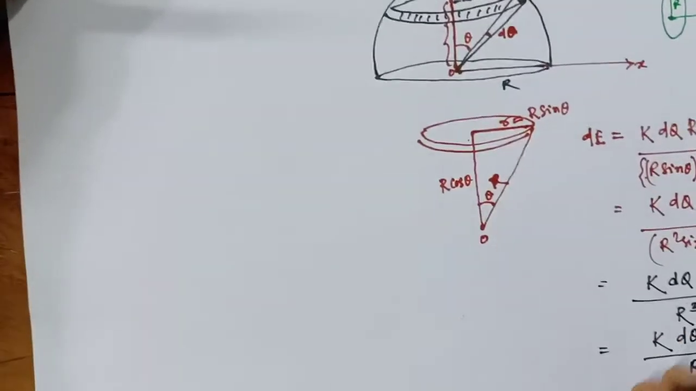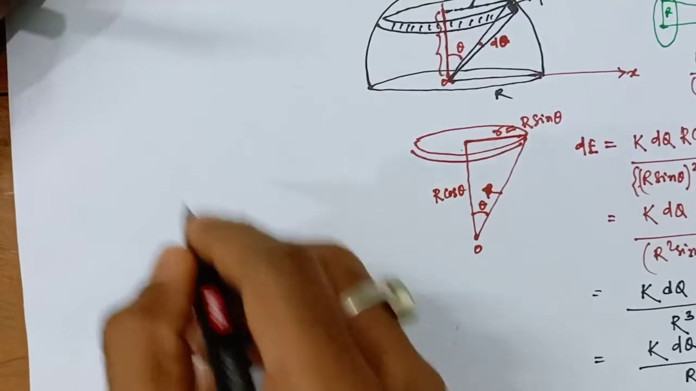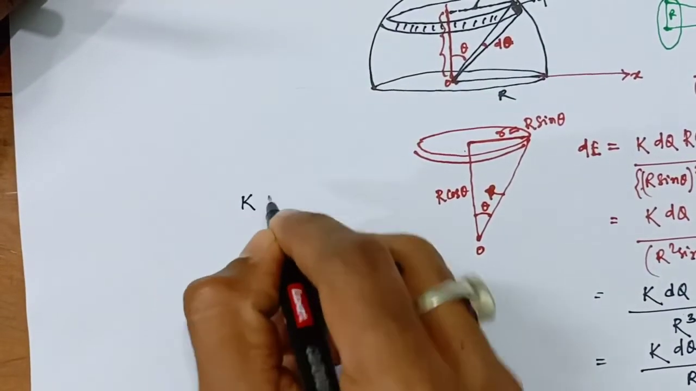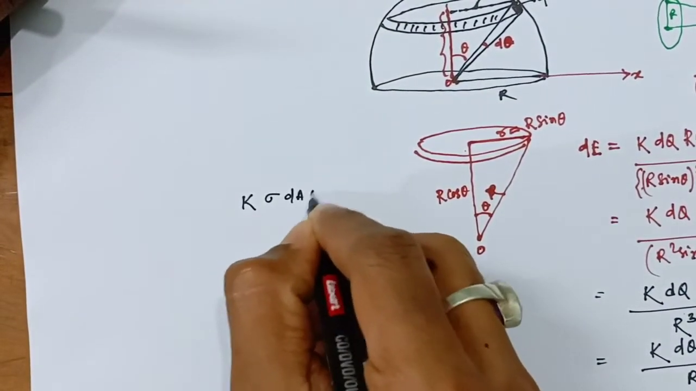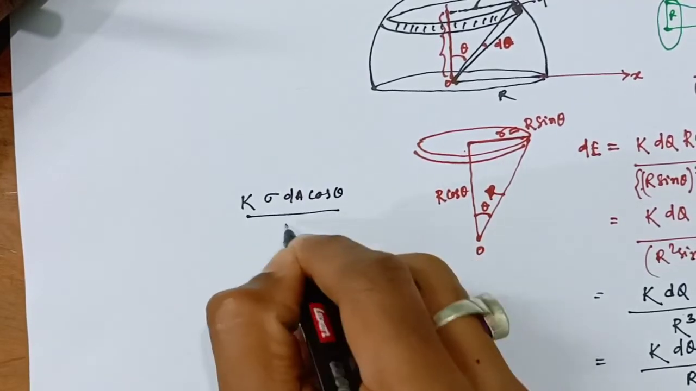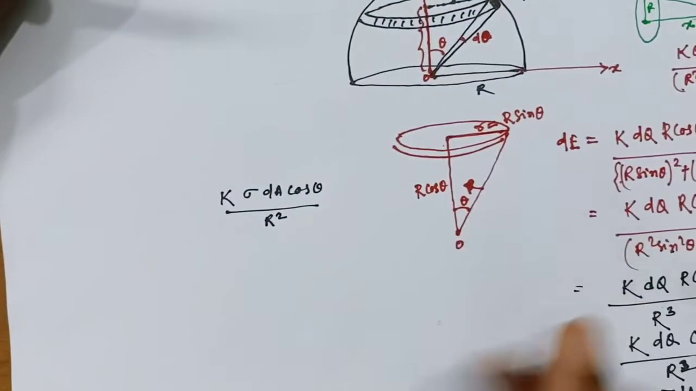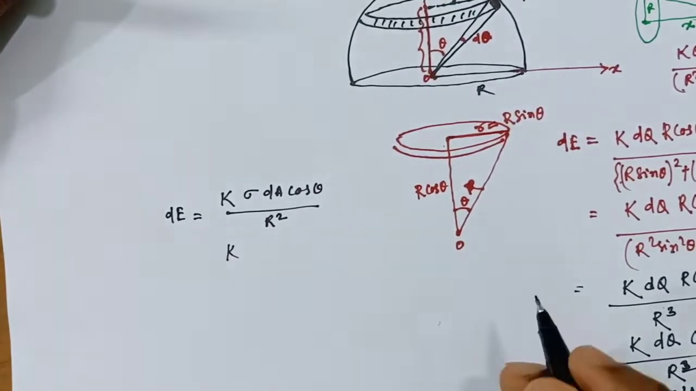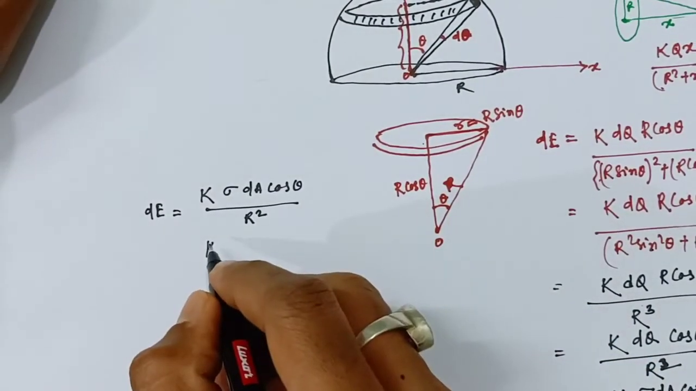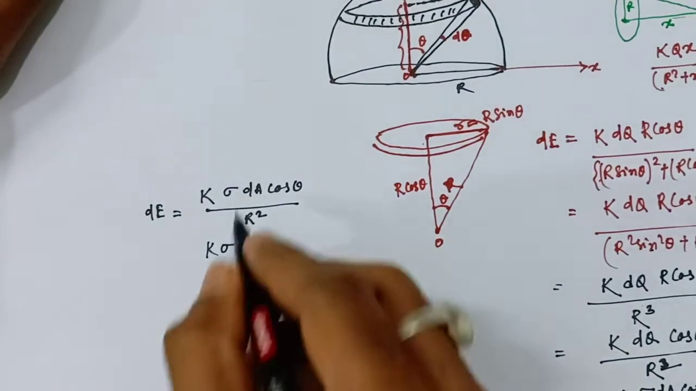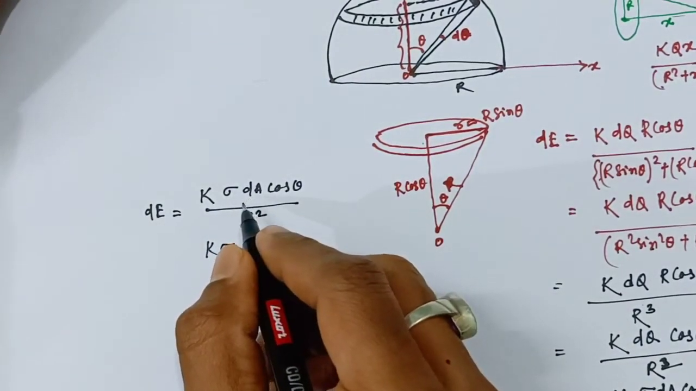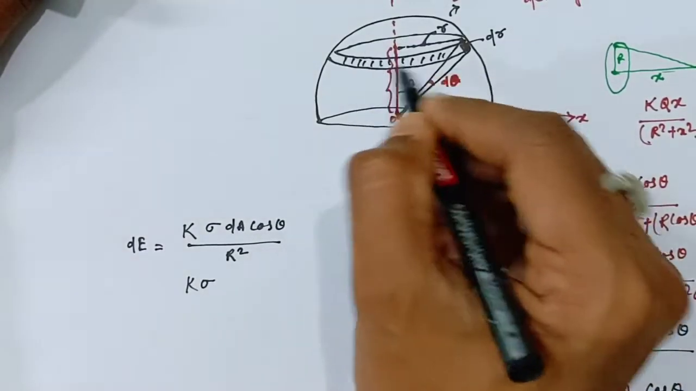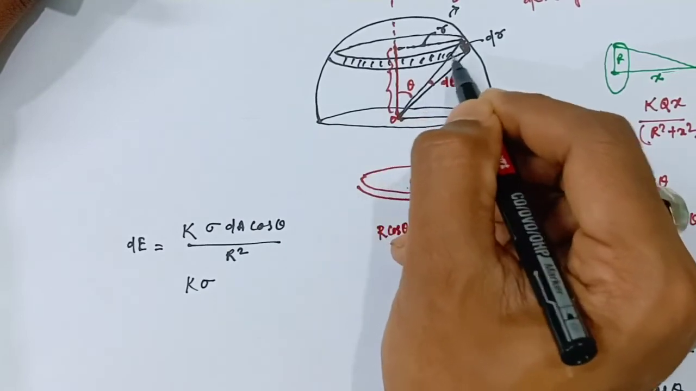Okay, let's come to the point here. I want to write the expression here. This is k sigma dA cos theta upon r square. This is my expression of electric field, this is dE. This is k, sigma is sigma. What is the expression of dA? dA is the area of this elementary ring.